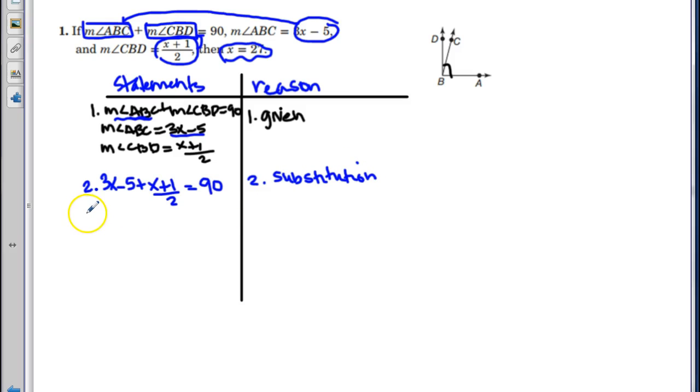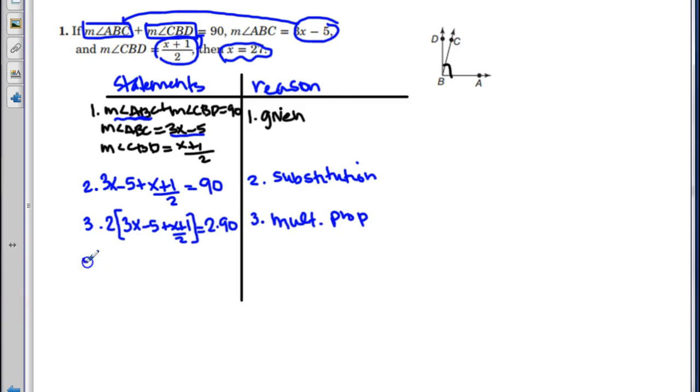All right, so step 3. I told you when the year started, fractions like this in the middle of things are messy, and I like to get rid of them. So I am going to do what I need to do to get rid of that fraction. I am going to multiply both sides of this equation by 2 so that we don't have to mess with the fraction anymore. So that's the multiplication property.